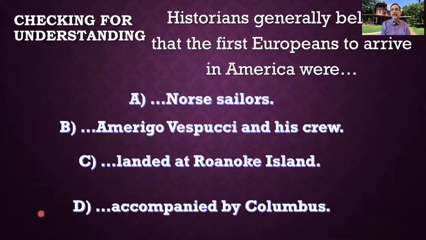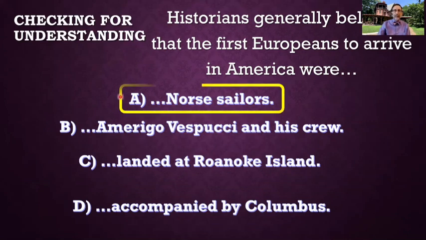Historians generally believe that the first Europeans to arrive in the Americas were what? Norse sailors, Amerigo Vespucci and his crew, they believe that they landed at Roanoke Island or that they were accompanied by Columbus. What do you see as the correct answer there? And yeah, we believe that they were Norse sailors. They simply didn't stay, and so their visits were kind of temporarily lost to history.